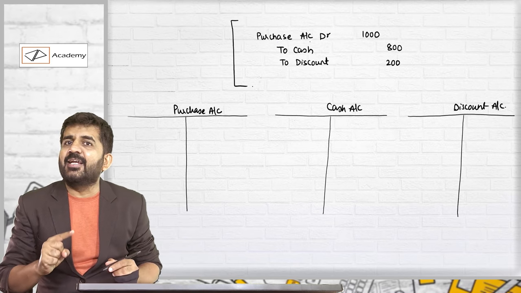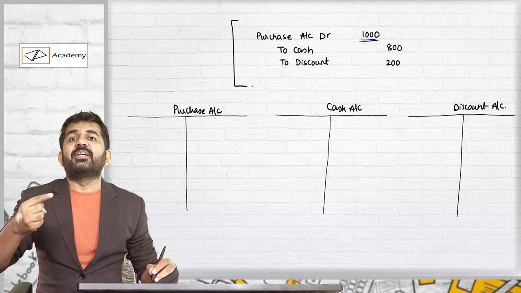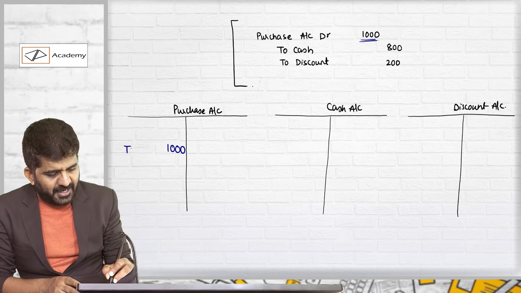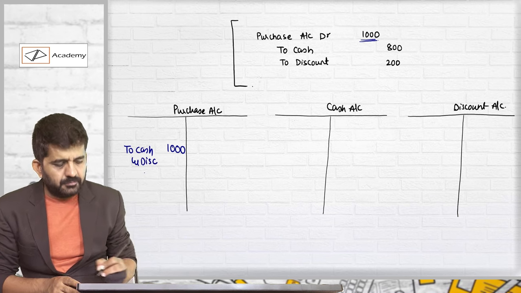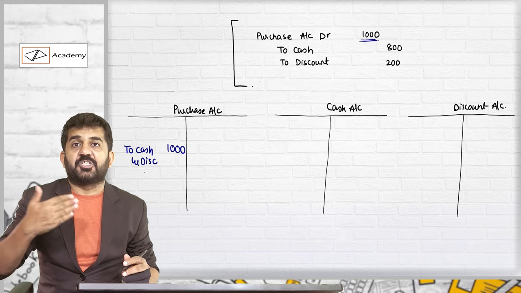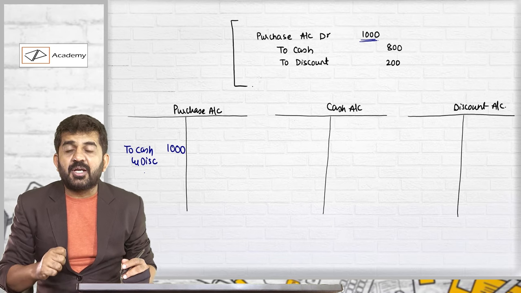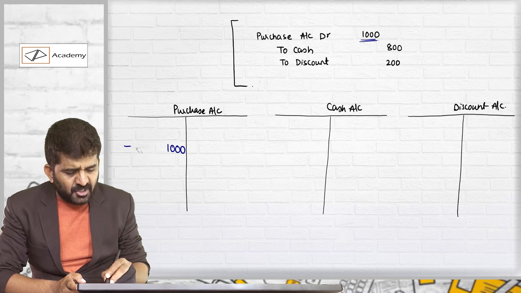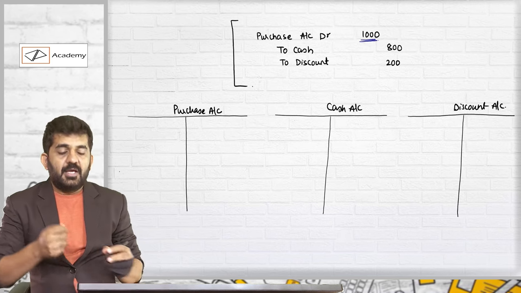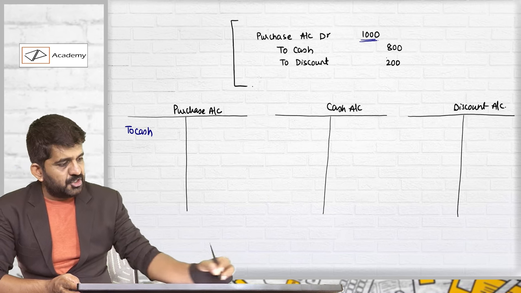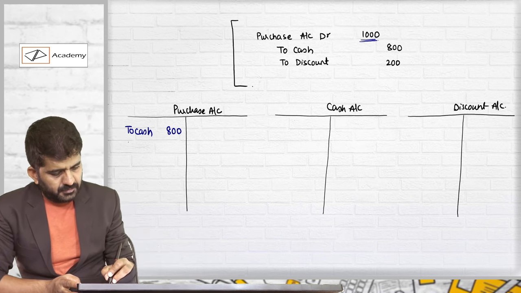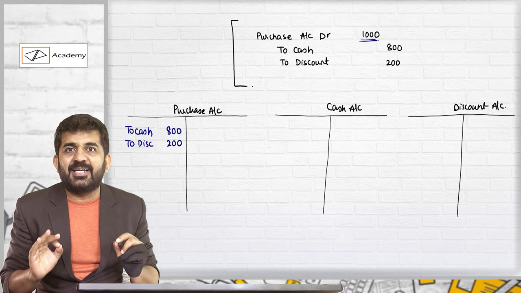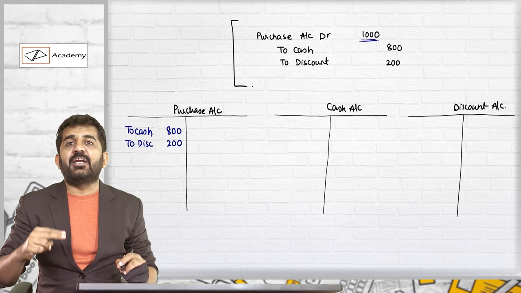In purchase account, I need to write down 1000 rupees on debit side. But I cannot write it down in the normal manner. Normally how we speak a journal entry, purchase account debit to cash, and on debit side we write down cash account. But here I'll have to write down to cash and discount. So the manner of writing is different. Otherwise everything is same. I write down to cash 800 rupees, to discount 200.